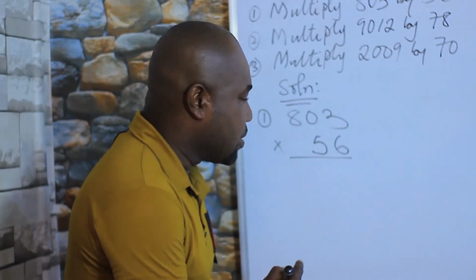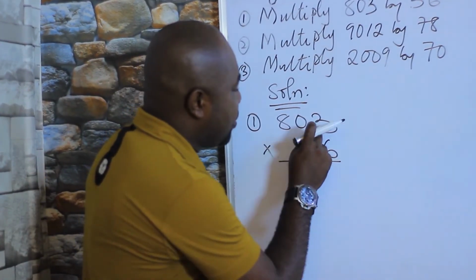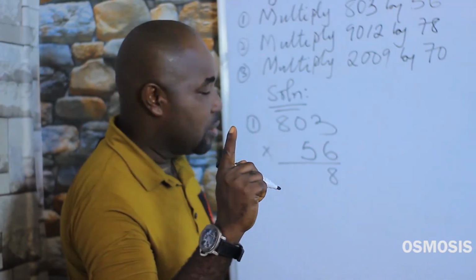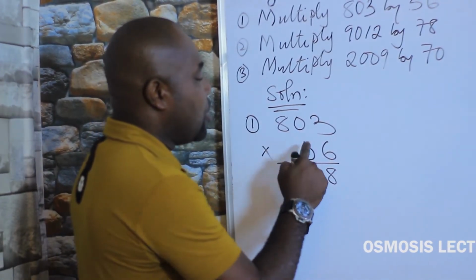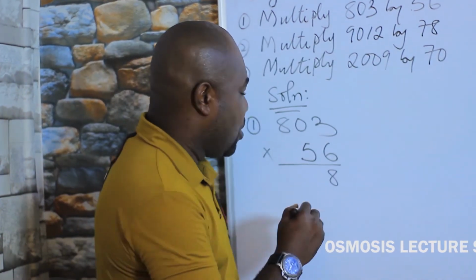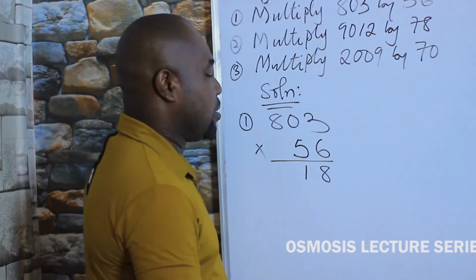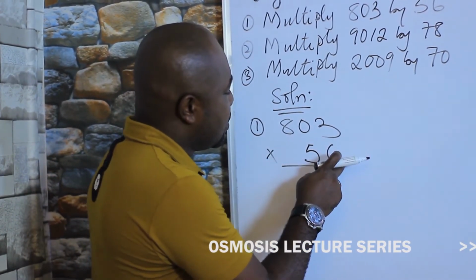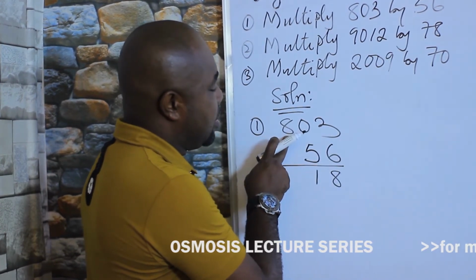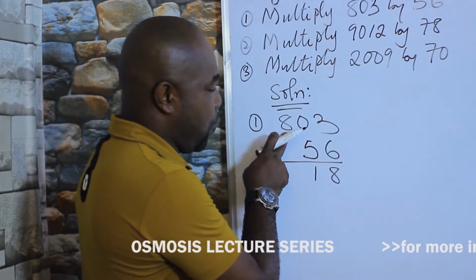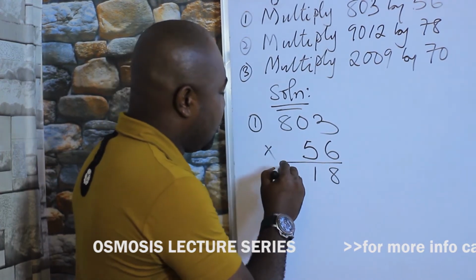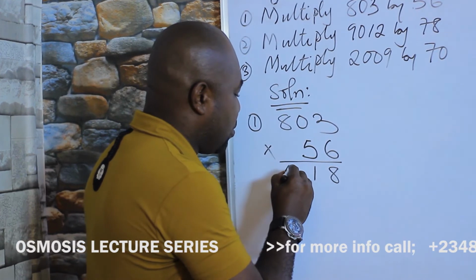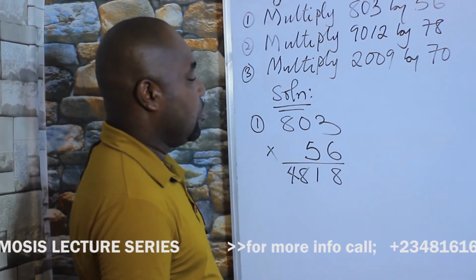Let us start. 6 times 3 is 18. You write 8, we carry 1. 6 times 0 is 0, plus the 1 we carried, we write down 1. 6 times 8 is 48. There is no other number to multiply, so we write 48.